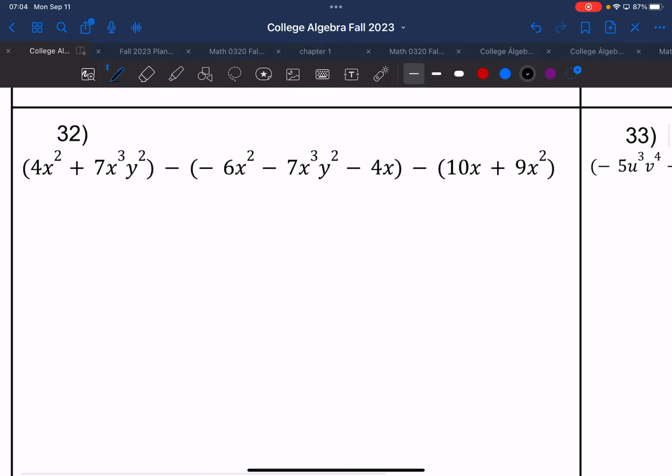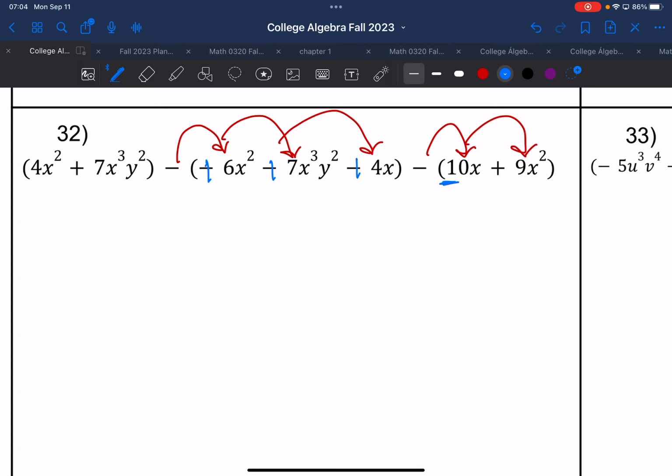Okay, number 32, notice we have two subtraction signs. That means you're going to have to distribute twice. Okay, we're changing the signs twice for the two expressions at the end. Okay. Again, all that tells us is we're just changing the signs. So we now have a positive, positive, positive. This one is negative and negative.